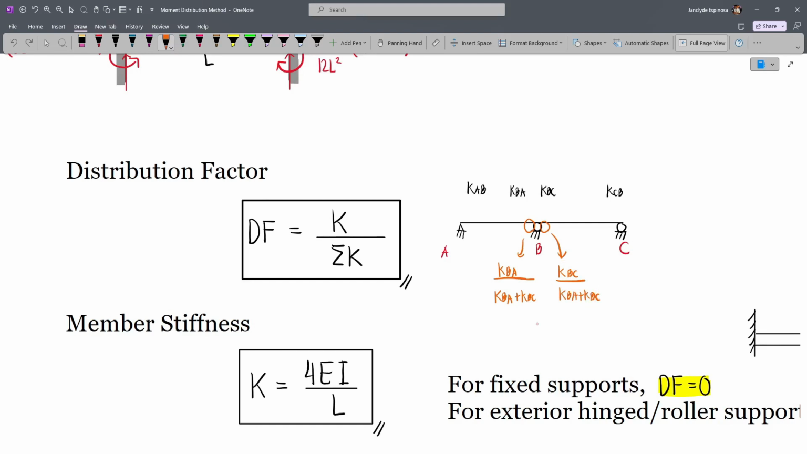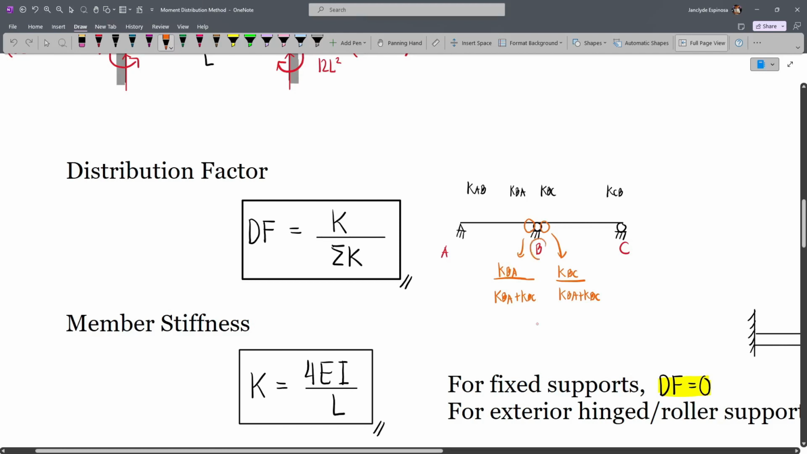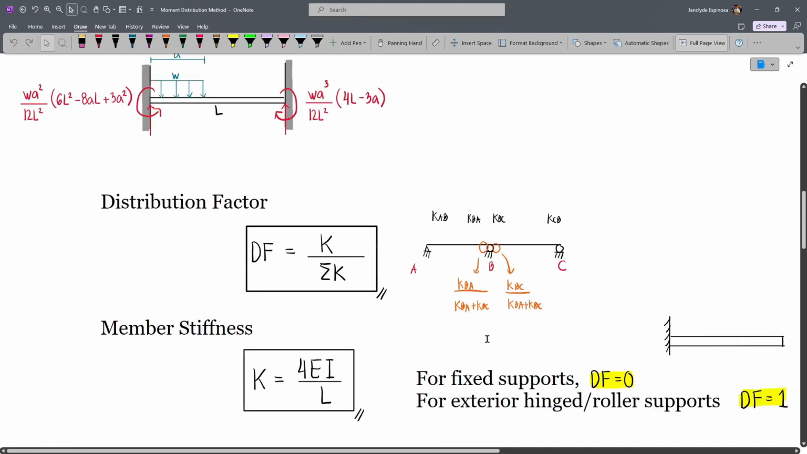Ito yung mangyayari. Now, dito, the first letter of the point still applies. Kaya, this is B, kasi this is point B. And then, since this is considering span AB, letter A is our second letter. And then, dito naman, we have B. And then, since we are considering span BC, this is letter C. However, we have to take note of this.